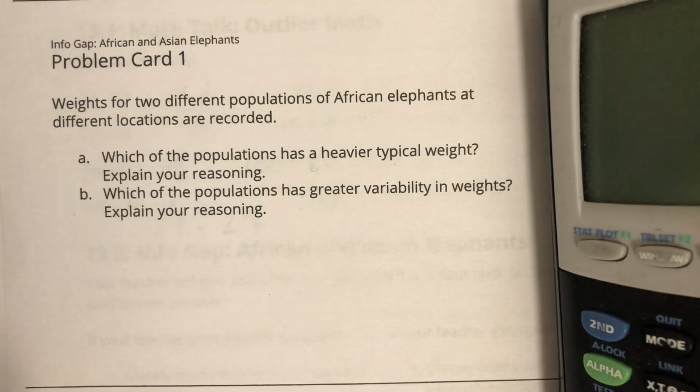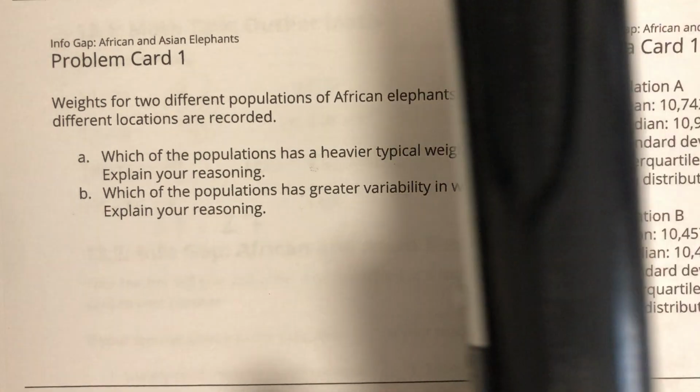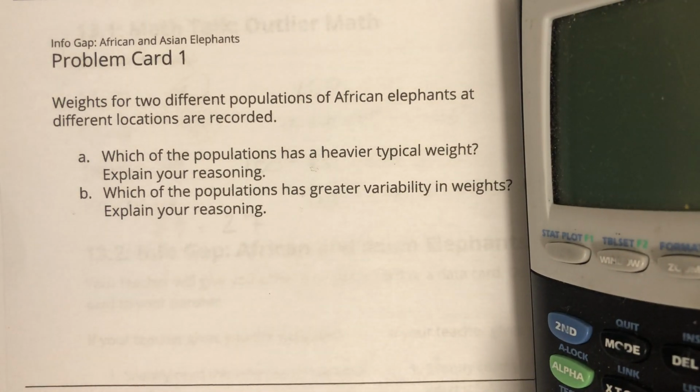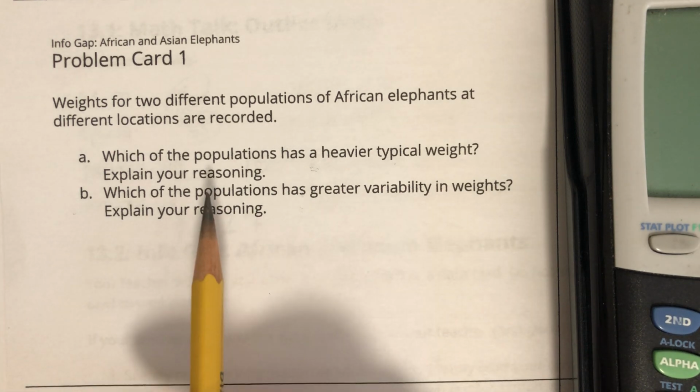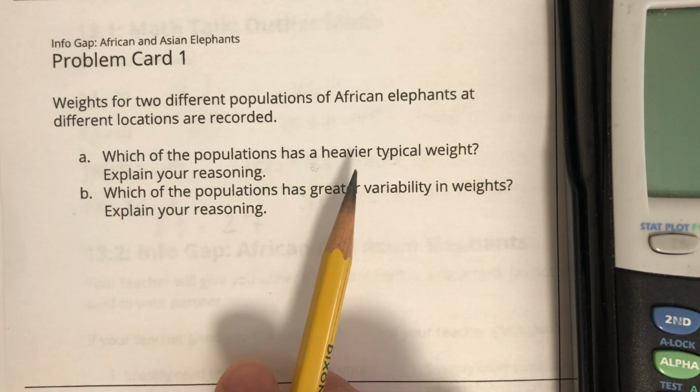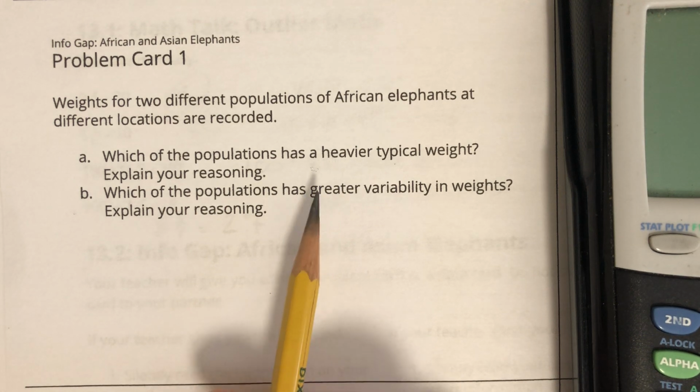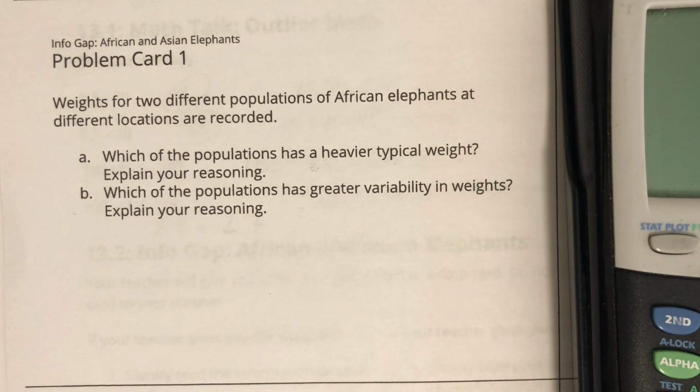Because this person over here in the data card, you can't see it, I have it blocked off, but they have a plethora of information that we want to get about these elephants. So we have to know the questions to ask to get that info. We can't just ask them which has a heavier typical weight. They're not going to do that. They're only going to recite back data. So we have to know what data do I need to know to answer these two questions.